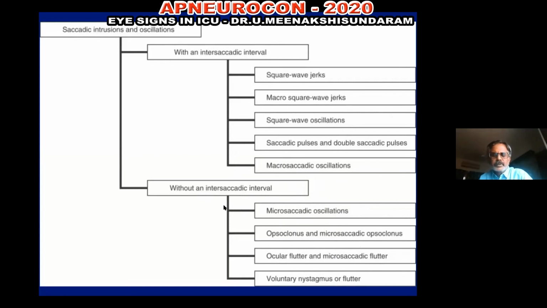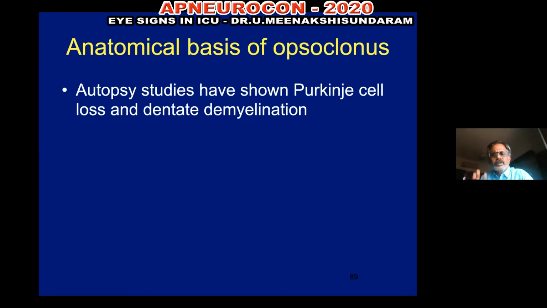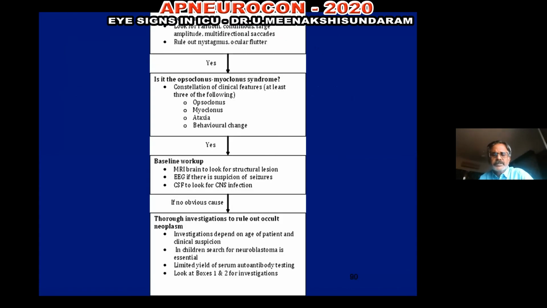But this is opsoclonus. The anatomical basis of opsoclonus, autopsy studies have shown Purkinje cell loss and dentate demyelination in such patients. This might be a good flow chart for opsoclonus. Look for myoclonus. You must have at least 3 of the following before you call opsoclonus: opsoclonus, myoclonus, ataxia, behavioral change. Then you have to necessarily look for infection, and you have to look for occult malignancies. In children, search for neuroblastoma. Investigation definitely depends on the age and clinical suspicion.